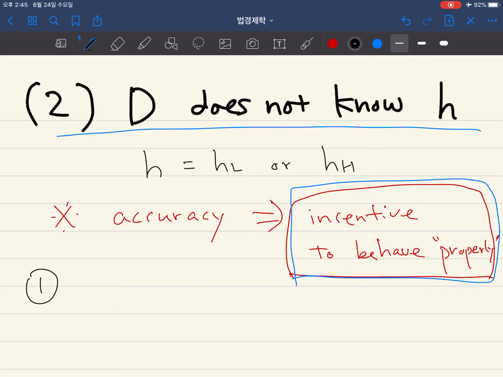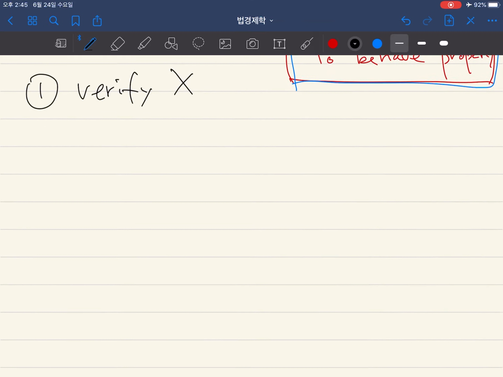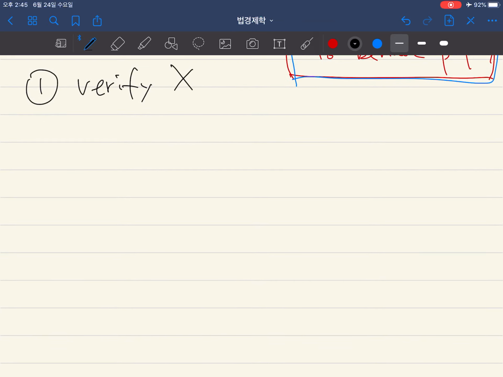So first, suppose the court does not verify. So the court does not verify the level of harm. So in this case, the court is going to make an inaccurate decision. So harm is either small or big, but the court does not know whether harm is small or big. So regardless of the true level of harm, the court is going to order the defendant to pay $D.